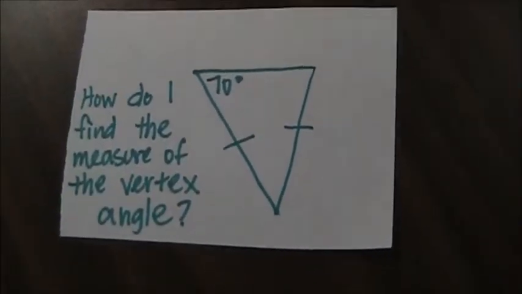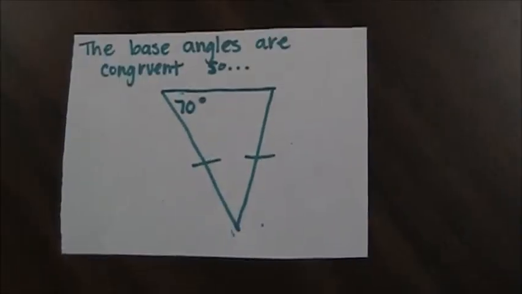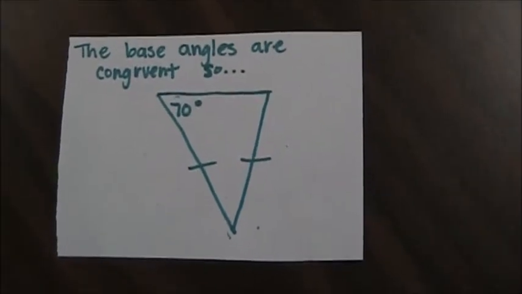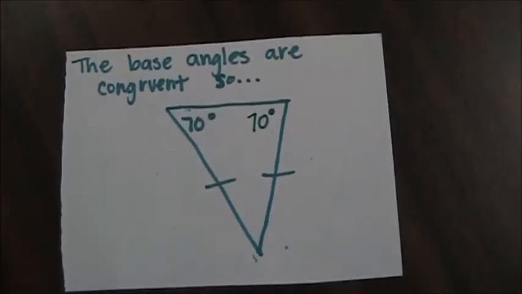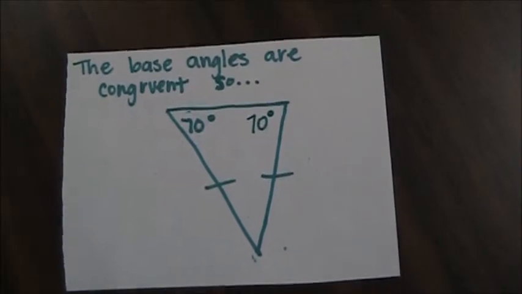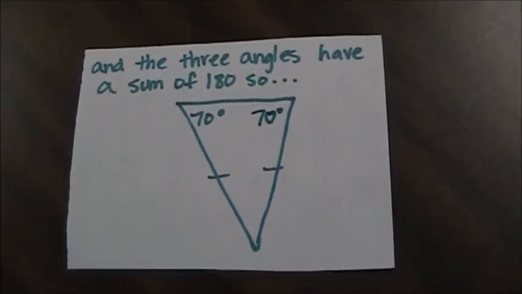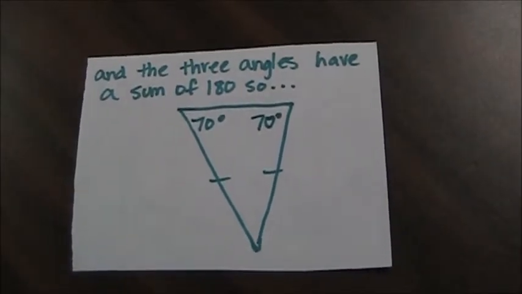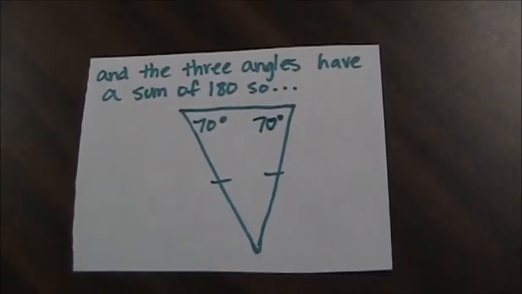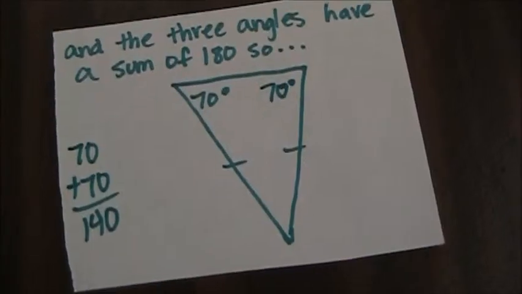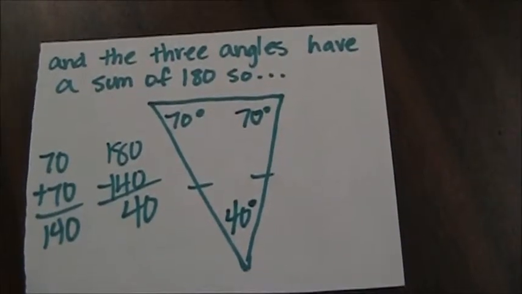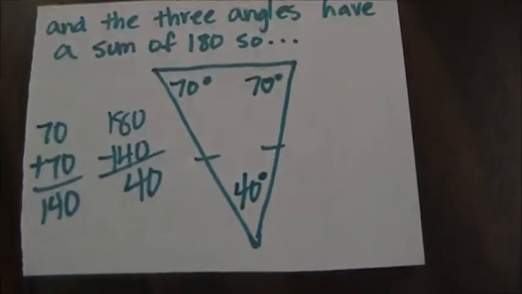How do I find the measure of the vertex angle? The base angles are congruent, so label the other base angle with the same measure. And the three angles have a sum of 180, so we do the same thing we did before. Add the two angles, subtract from 180. So your vertex angle is 40.